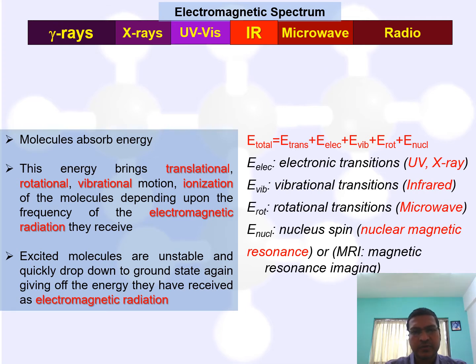In electromagnetic radiation, there are defined types of radiation and different types of vibration that work. It goes from radio wave to microwave, infrared, UV, X-ray and gamma ray. The frequency goes from lower to higher, from radio wave to gamma ray.